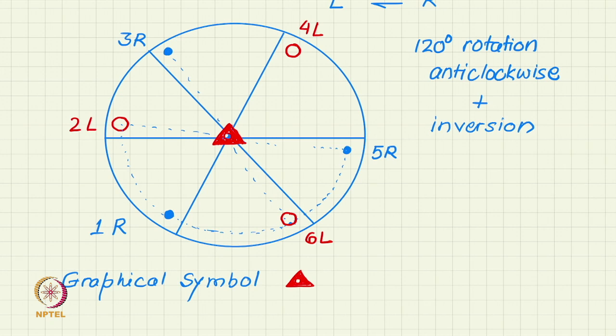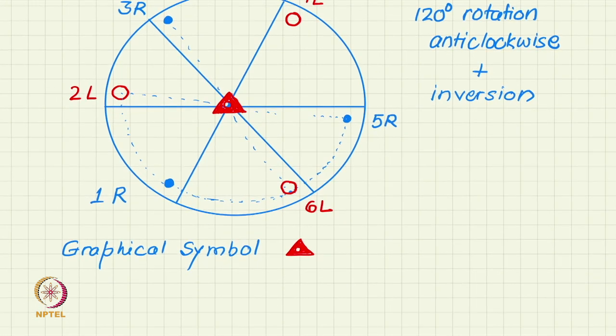From right handed it will become left handed. So from blue it becomes red, from above the plane it goes below the plane. So these 2 points, 1R and 4L, are related by a center of inversion. Similarly, 2L and 5R are related by center of inversion, and 3R and 6L are related by center of inversion.